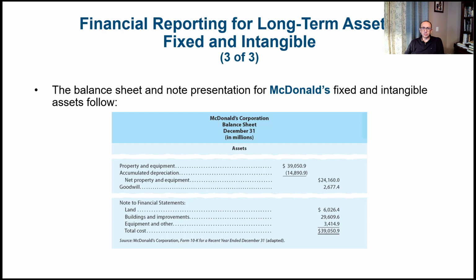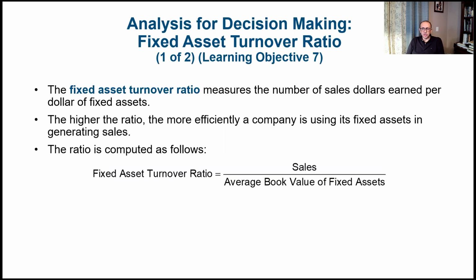So the last thing in this chapter is to run some ratios and see how the ratios can be helpful for us. One of the important ratios that we're going to learn in chapter 9 is the fixed asset turnover ratio. It measures the number of sales dollars earned per dollar of fixed assets. The higher the ratio, the more efficient the company is in using its fixed assets to generate sales. The fixed asset turnover ratio is calculated by sales divided by average book value of fixed assets, or simply average fixed assets.